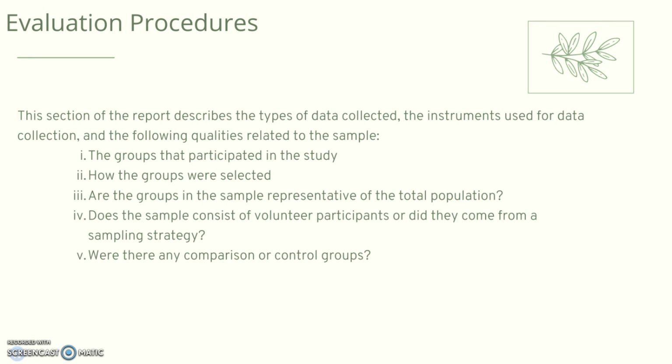For procedures for the evaluation, the report describes the types of data collected, the instruments for data collection, and the following qualities: groups that participated in the study, how those groups were selected, were the sample representative of the total population, does the sample consist of volunteer participants or did they come from a sampling strategy, and were there any control groups.